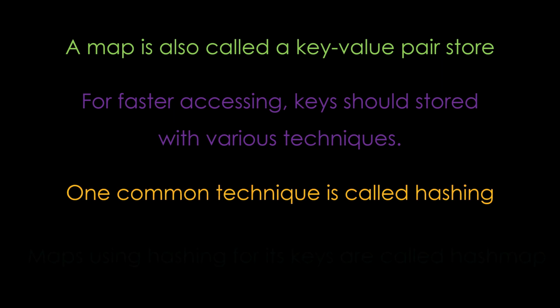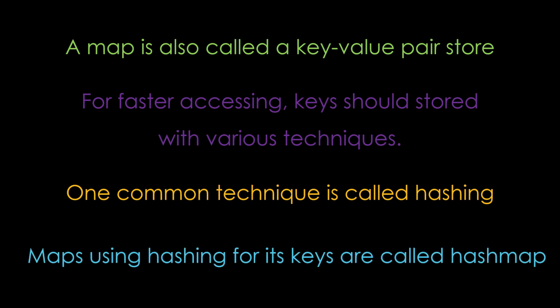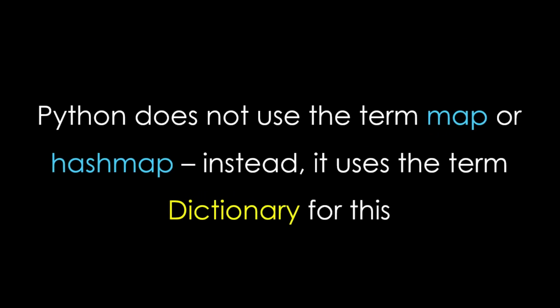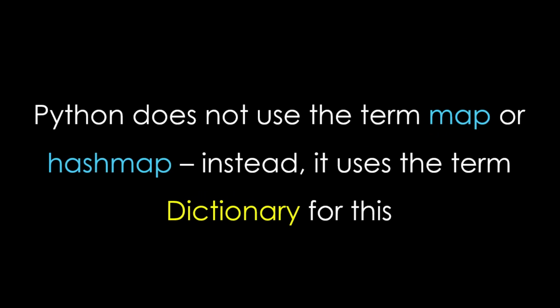To gain a good speed of accessing any element, maps should apply special techniques of storing keys. When a map uses the technique of hashing for storing keys, it's called a hash map. Interestingly, Python does not use the term map or hash map. Instead, it uses the term dictionary for this. Now let's take a quick look at constructing a dictionary.